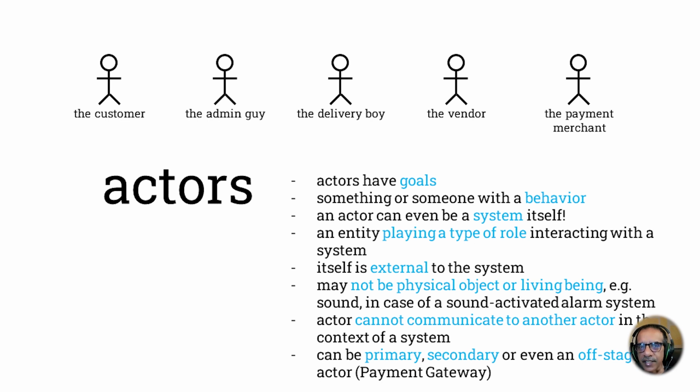As mentioned earlier, an actor is external to the system. Interestingly, it may not even be a physical object or a living being. It can simply be some stimuli like light, sound. While in the real world, an actor can talk to another actor, in the context of a system, an actor cannot directly communicate with another actor. However, if the system allows, they may communicate through, for example, an in-system chat module. Actors may sometimes be categorized as primary and secondary actors, just to highlight the main actors.